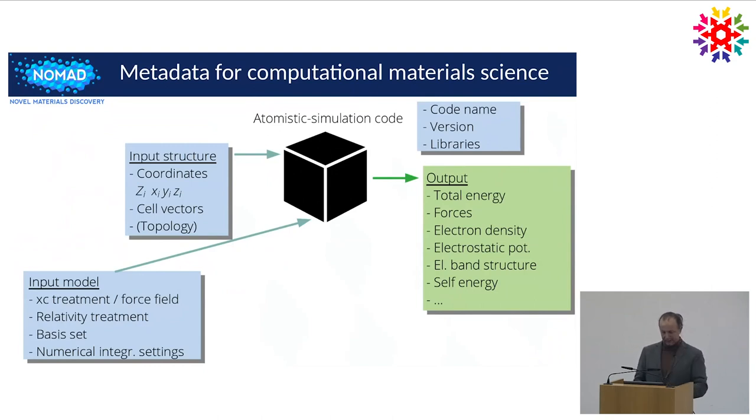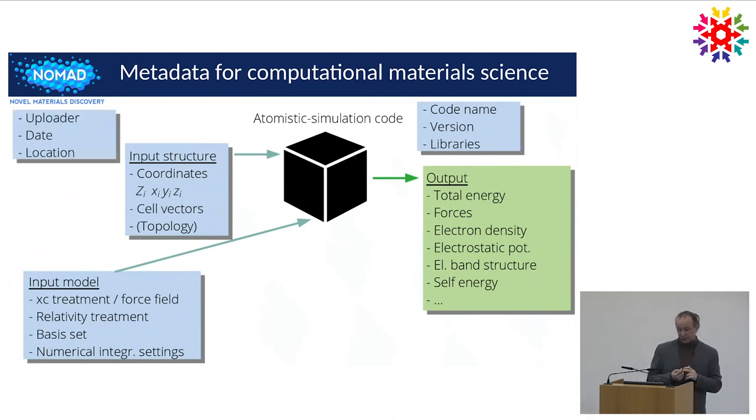And this is a requirement in order to be able to use data at a later time, if you were not the person that did the calculations and you want to use the data for training some kind of machine learning, artificial intelligence algorithm. Of course, you would also need some so-called administrative metadata. Maybe you want to know who did the calculation, when, and where. But the main thing for automated simulation codes would be this kind of information from the calculation itself.